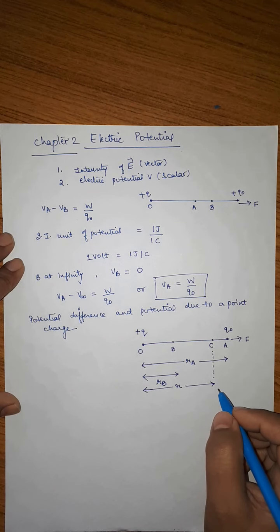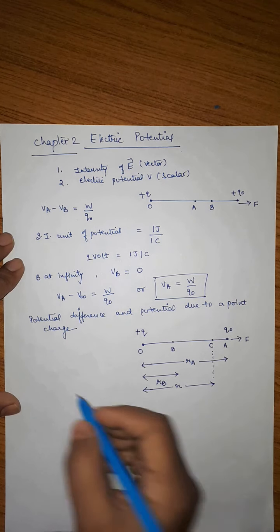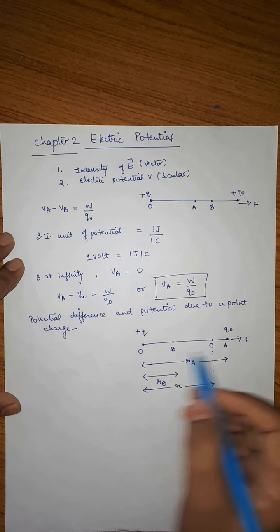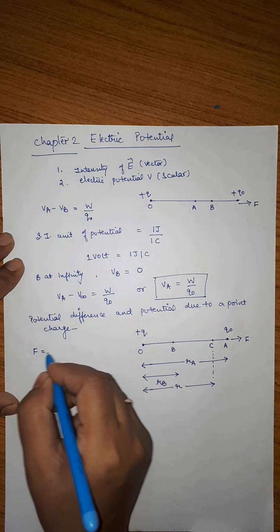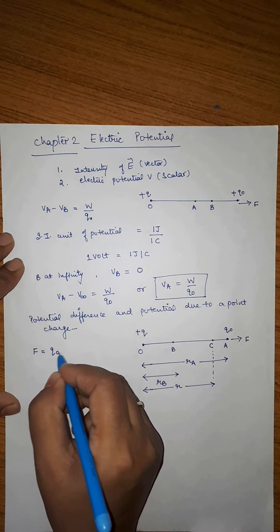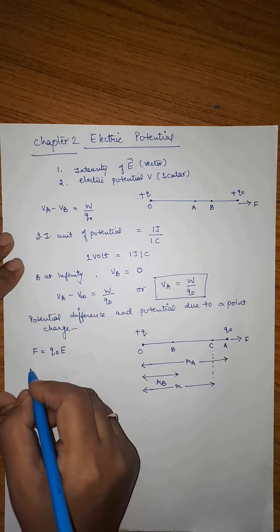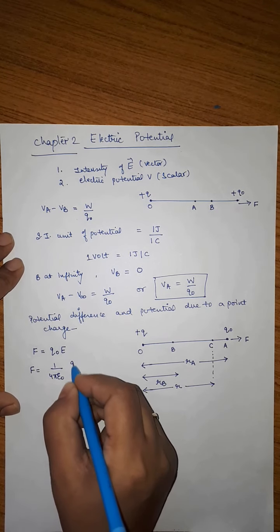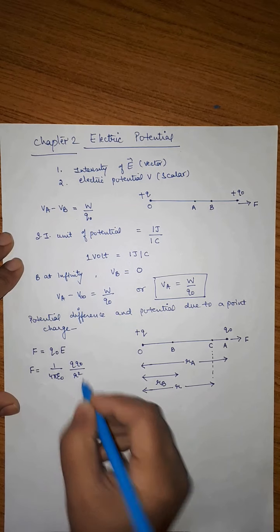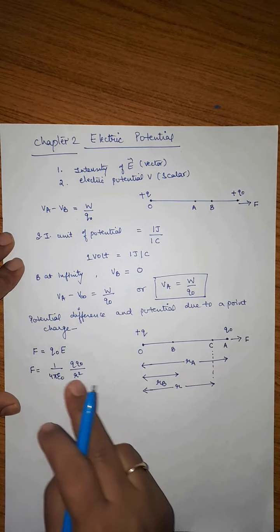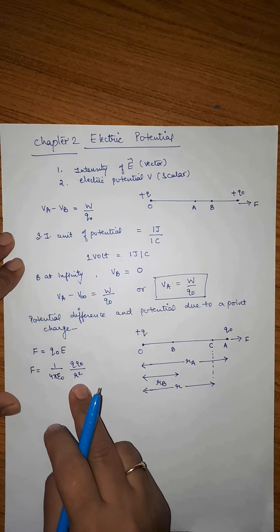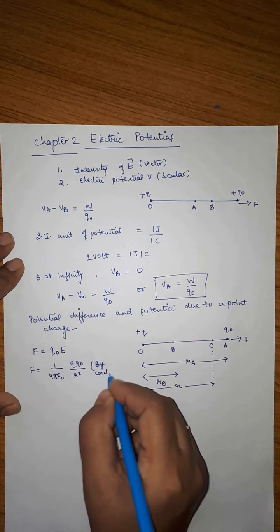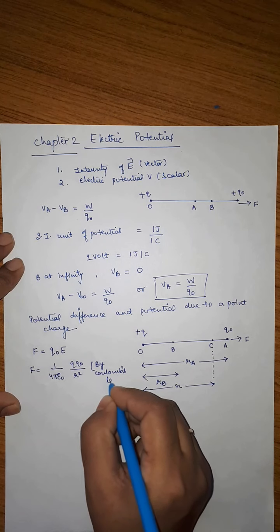Alright. Now, at any instant during its motion, when it reaches from A to C, the force experienced on the test charge will be Q naught E. Also by Coulomb's law, we are aware the force will be 1 upon 4 pi epsilon naught Q Q naught upon R square. This is by Coulomb's law.